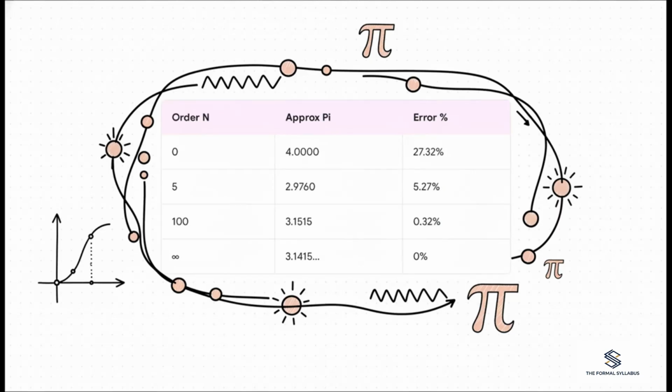Let's see this convergence in action on this table. When computing the value of pi using the Taylor series for arctangent, every single new term we add systematically shrinks the error. As we build towards infinity, you can see the error percentage converging closer and closer to absolute zero.